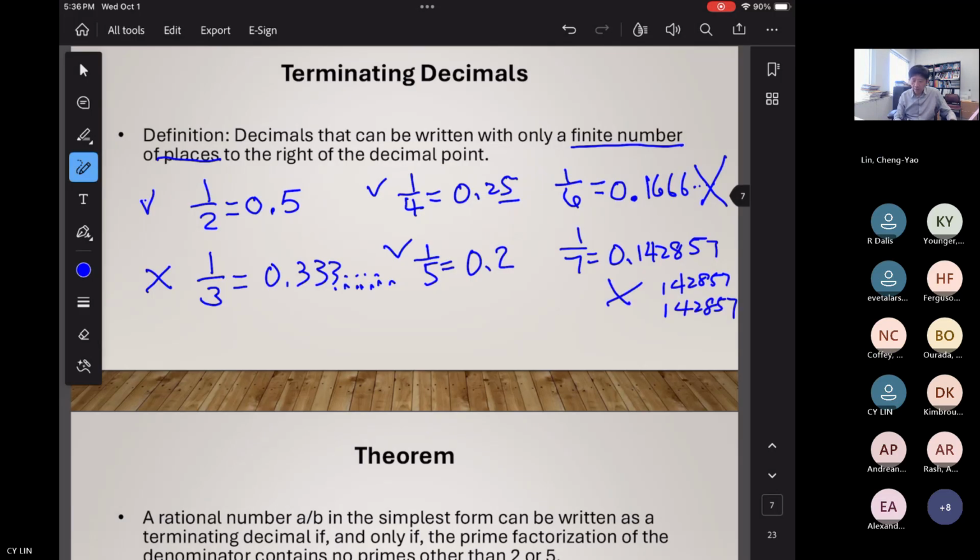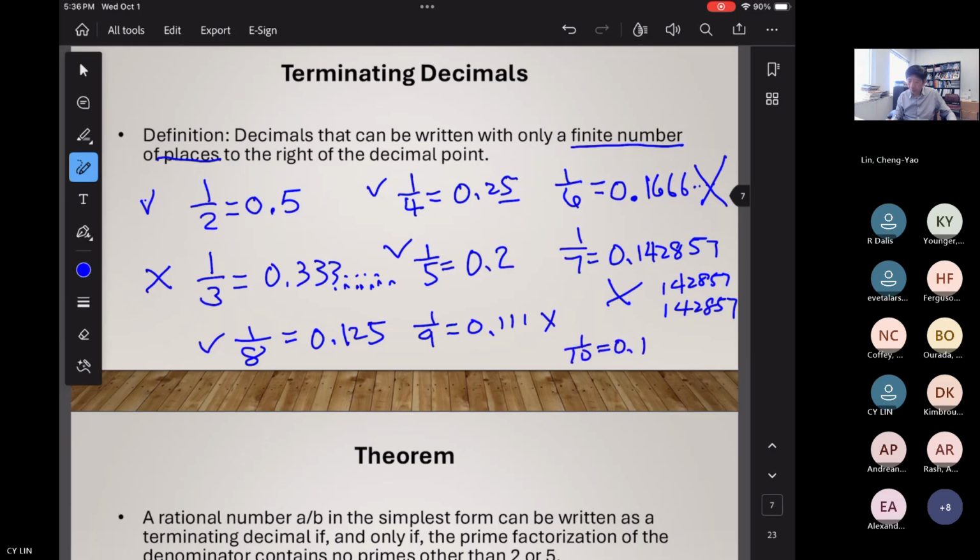Okay. Now here is another one. 1/8. If I convert this one it is 0.125. So this is a terminating decimal. Yes or no? Yes. Very good. What about 1/9? 1/9 is no, it repeats. So this is a no.